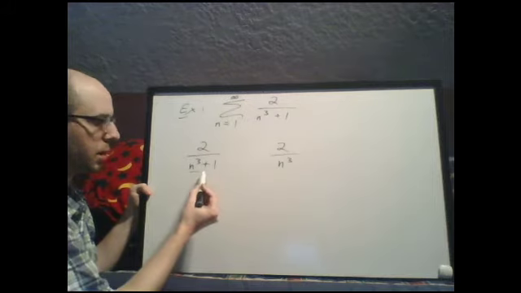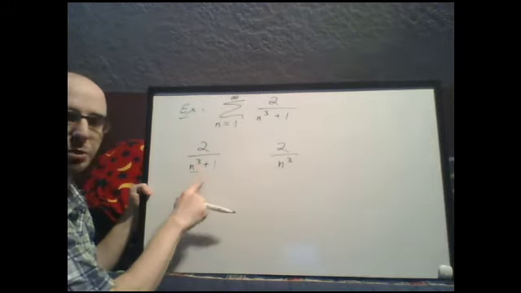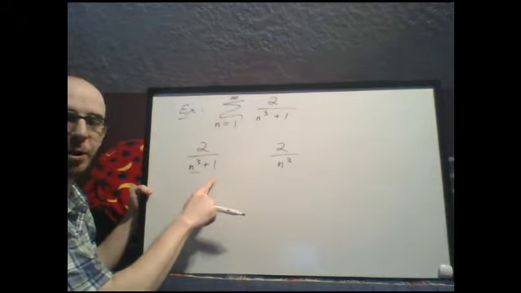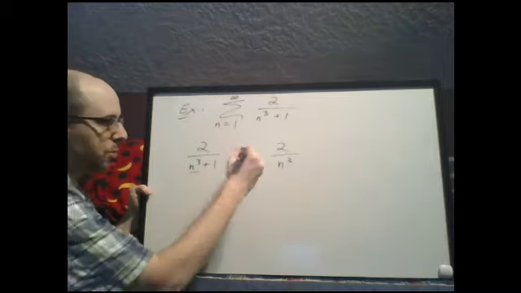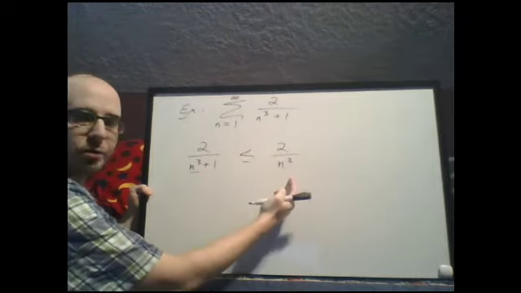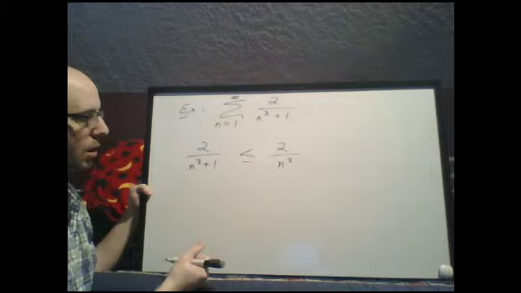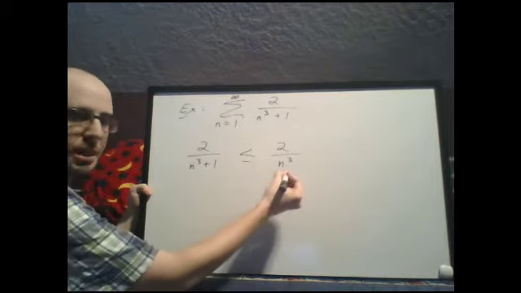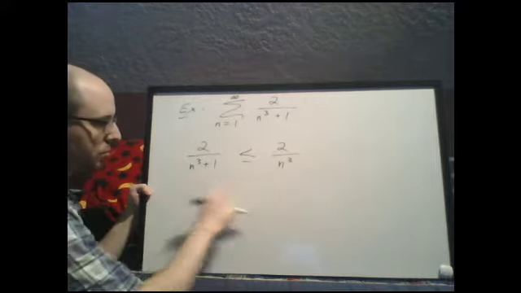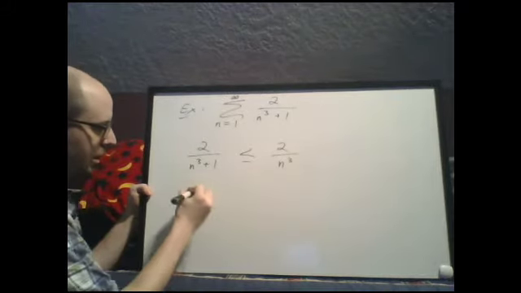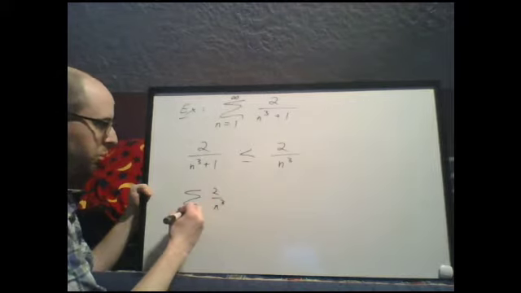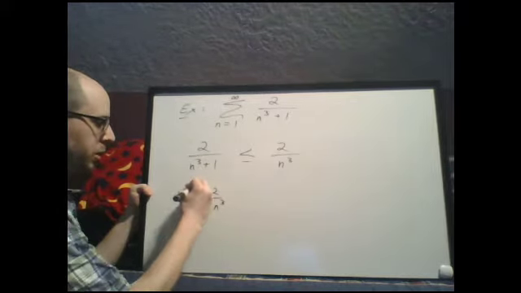Well, the left one, the n cubed plus 1, it has a larger denominator. So if you're dividing by a bigger number, that makes your fraction smaller. So this fraction will be less than or equal to this fraction. That means that the summation of this is less than the summation of this. So now you think about this. Summation of 2 over n cubed from n equals 1 to infinity.